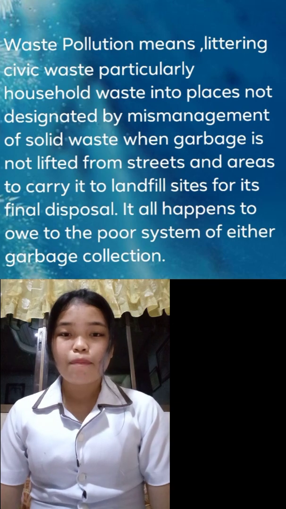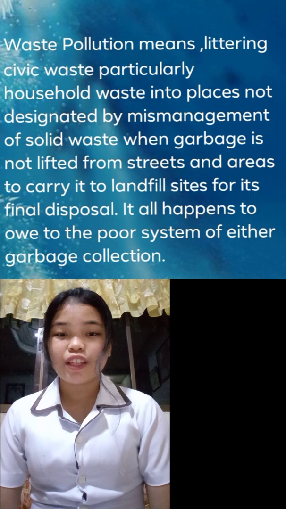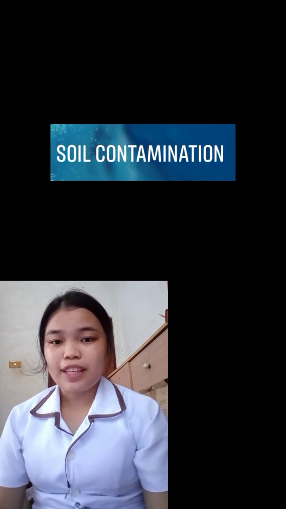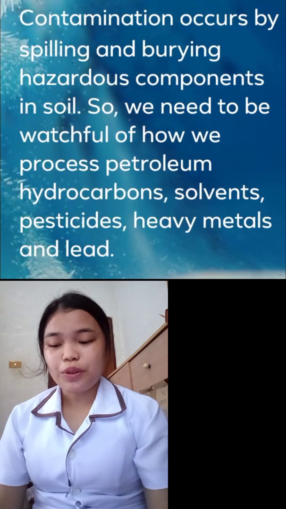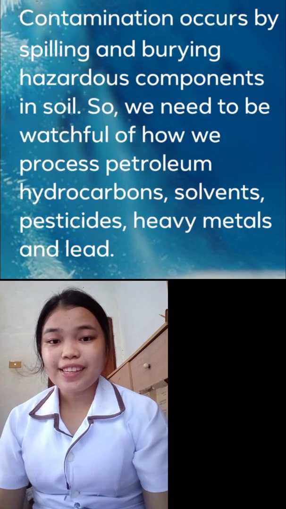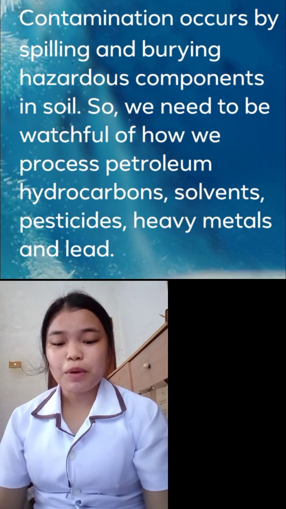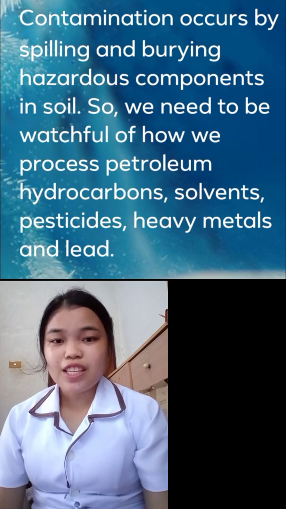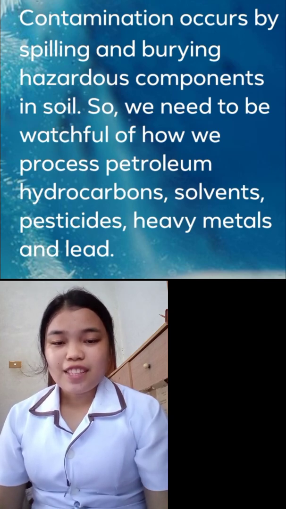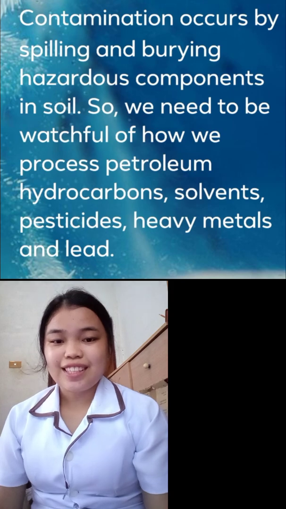So it all happens due to a poor garbage collection system. Now let's proceed to the next topic, which is the effects of waste pollution on the environment. First is soil contamination. Contamination occurs by spilling and burying hazardous components in soil. So we need to be watchful of how we process hydrocarbons, solvents, pesticides, heavy metals, and lead.